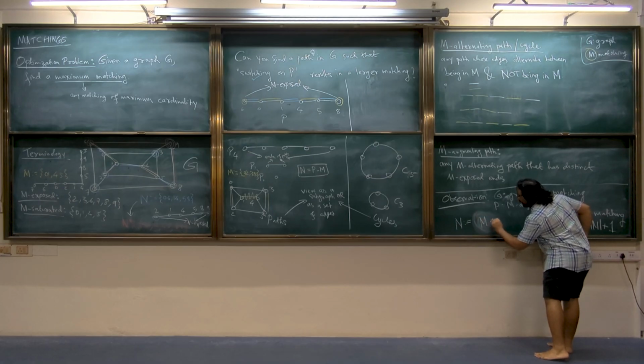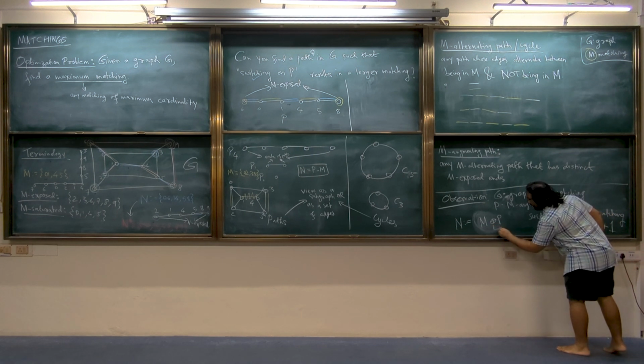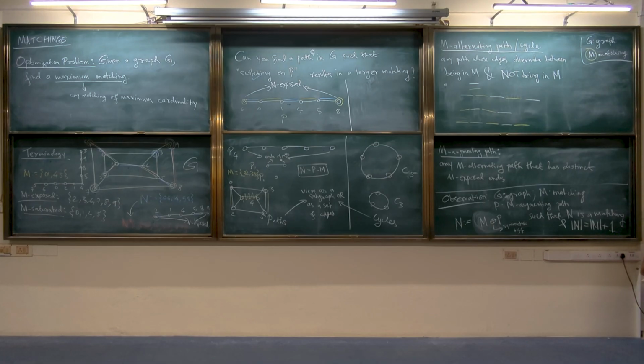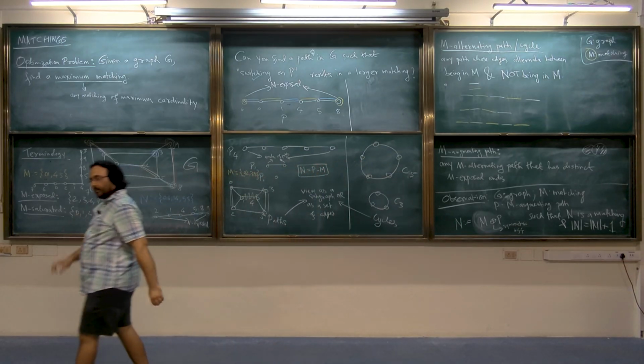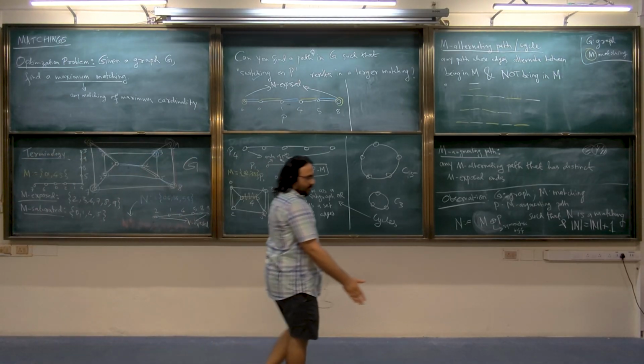I shall use this notation for symmetric difference. This is the symmetric difference of two sets. In a diagram, it's basically this one. So if you take the symmetric difference with an augmenting path, what you have is indeed a bigger matching, bigger by exactly 1.